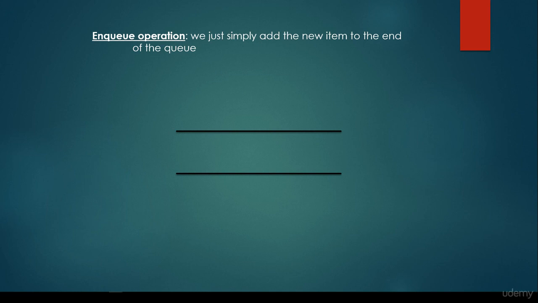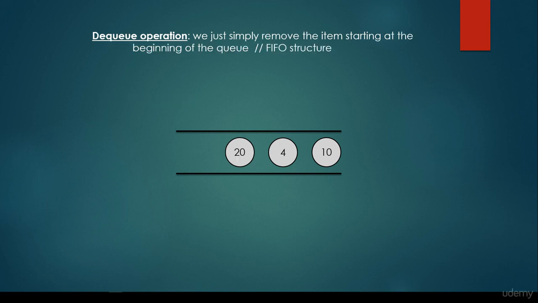We have the enqueue operation, we just simply add the new item to the end of the queue. It is a very simple operation. It can be done in order 1, so constant time complexity. So we would like to enqueue the integer 10, so basically we just add it to the queue. We would like to enqueue 4. We just add it to the end of the queue. Okay, we would like to enqueue the 20. We just add it to the queue, and so on.